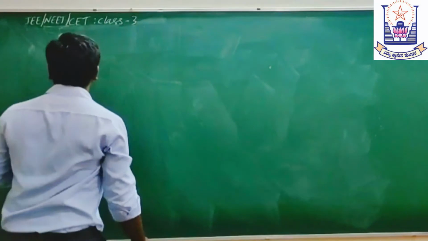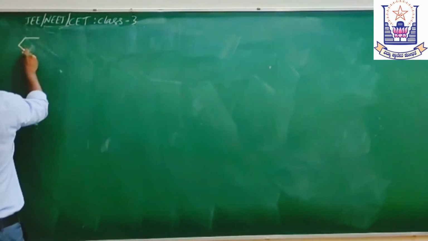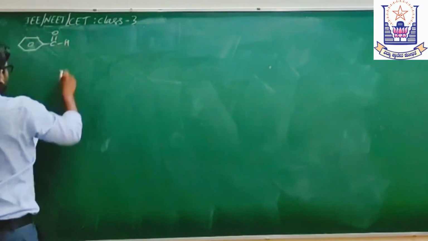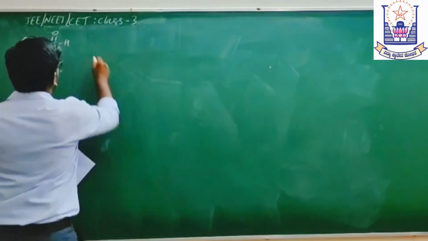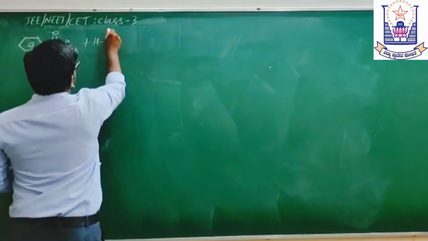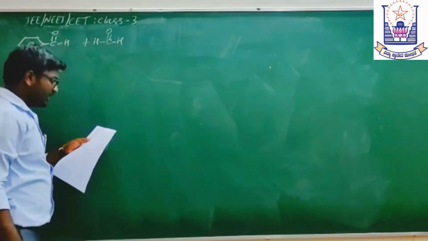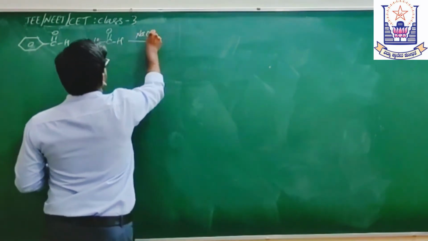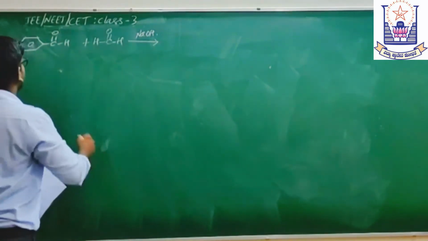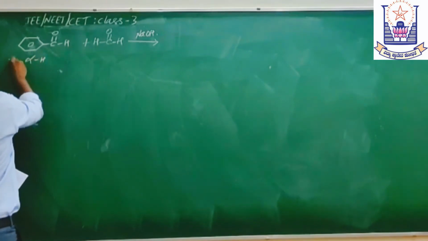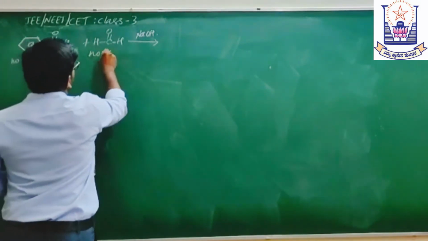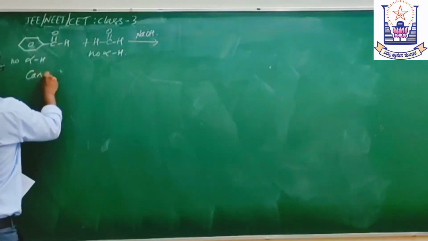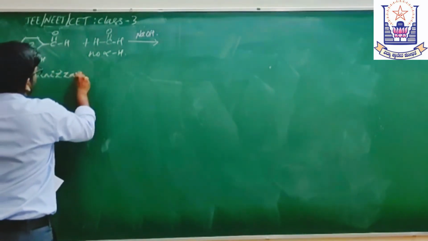We have benzaldehyde here, and formaldehyde, HCHO, on heating with aqueous NaOH. See, both the compounds do not contain alpha hydrogens. No alpha hydrogen. These will undergo Cannizzaro reaction.